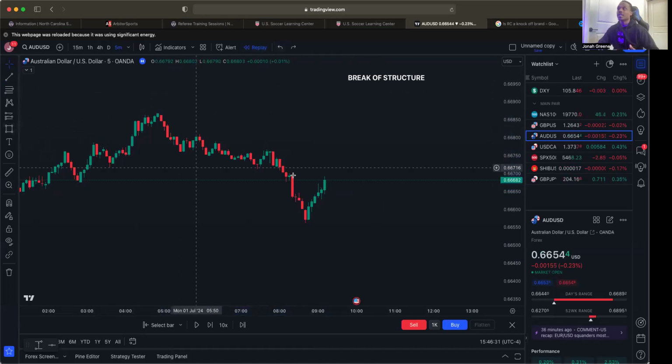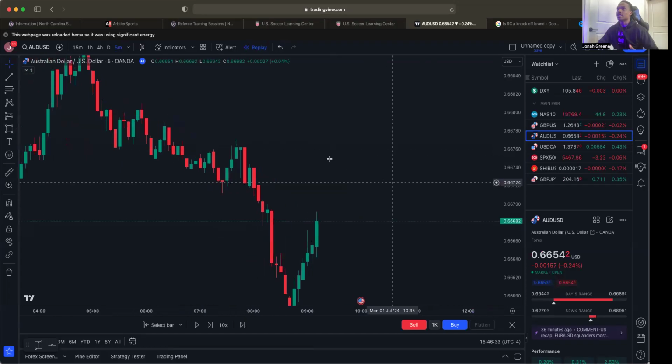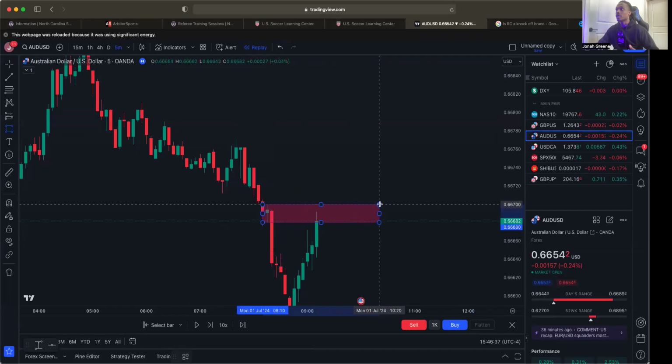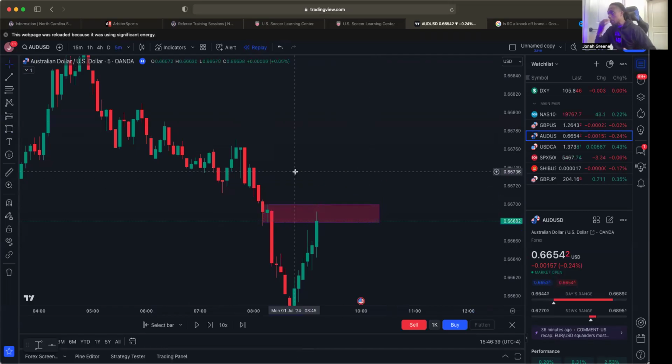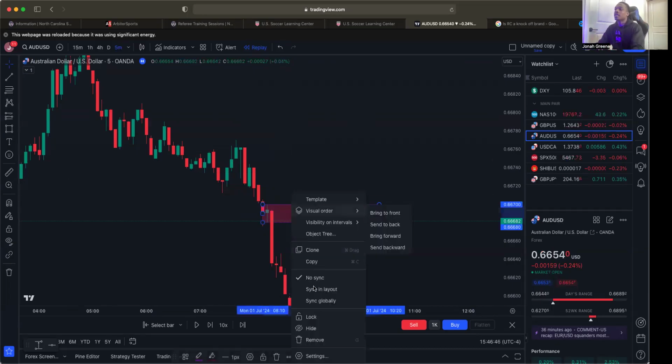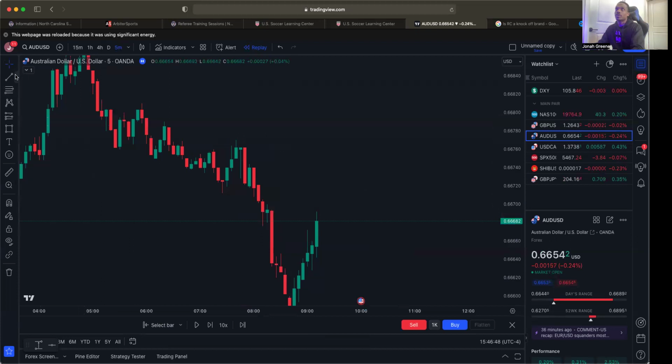So what I did is I put my supply zone right here, and I'm gonna show you why. I put my supply zone right here. Now you guys could call this an order block or a supply zone. I call it an order block and a supply zone. It don't matter. The supply zone is the supply zone. All right. Why? Because it was structure broken and it had the most value.